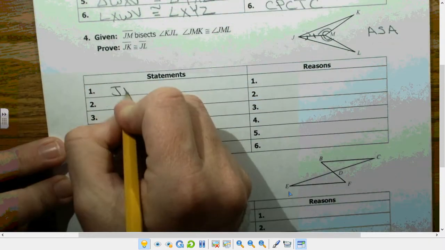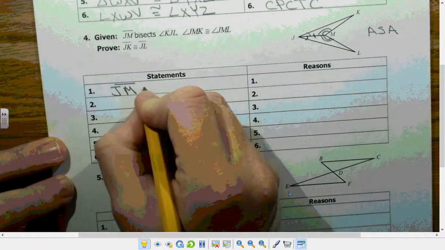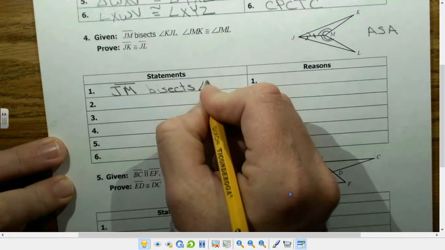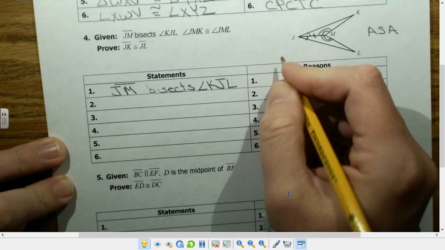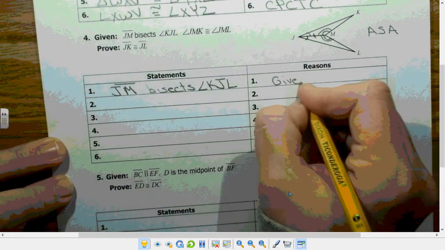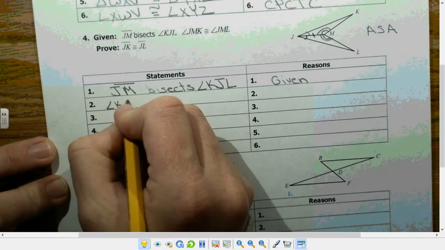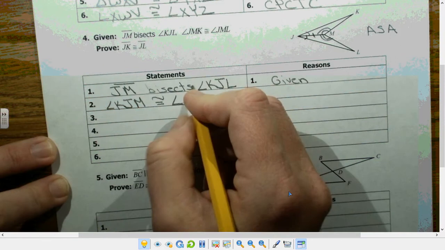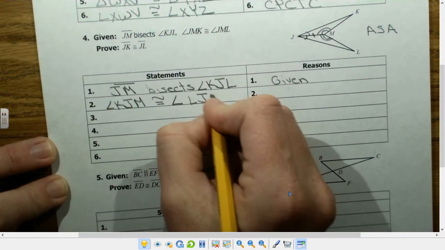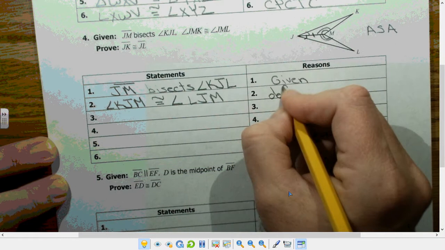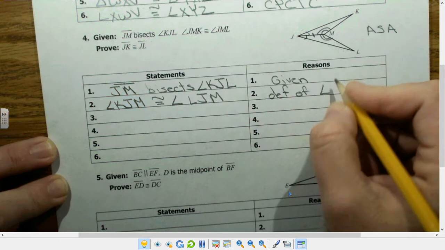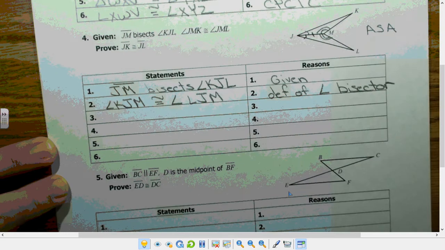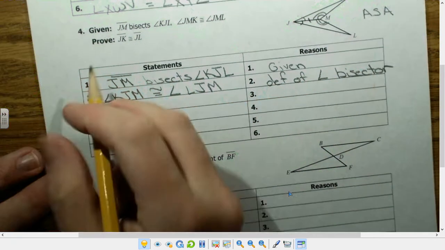So JM bisects angle KJL, and that's given. So then we know angle KJM is congruent to angle LJM, and that's the definition of angle bisector. Okay, now we've got that angle proven.